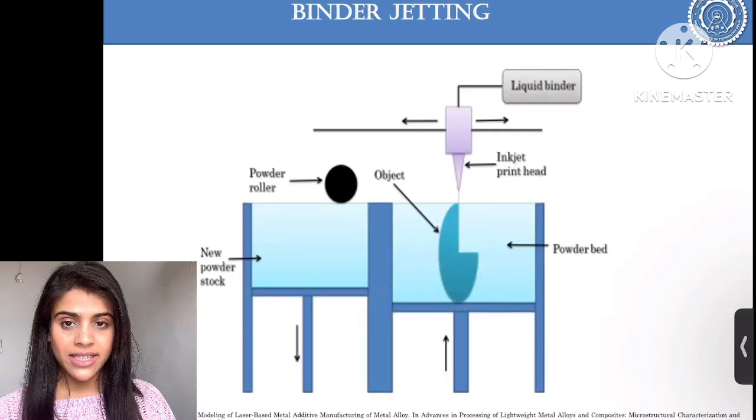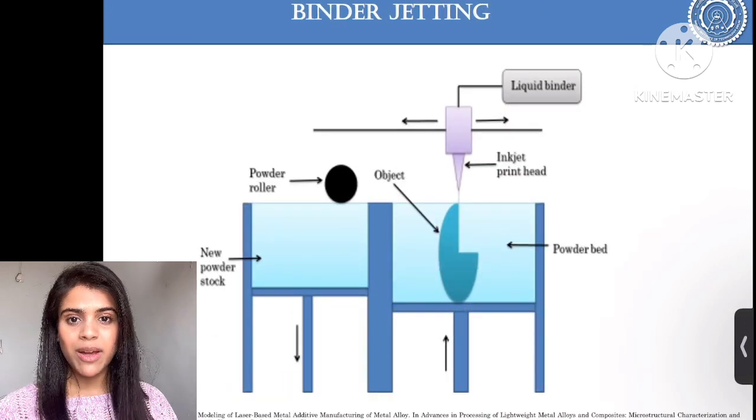The next process is binder jetting. Using this process also, we can print metallic parts.